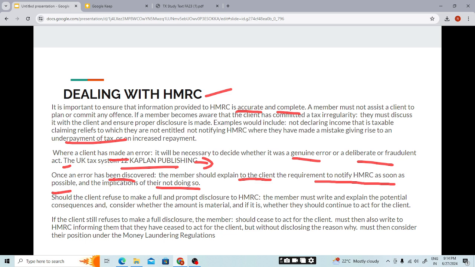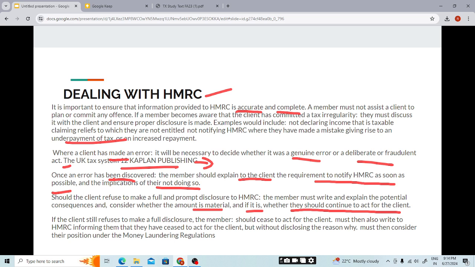What are the implications if you do not notify? There can be civil or criminal proceedings or tax implications, depending on what HMRC decides. Should the client refuse to make a full and prompt disclosure to HMRC, the member must write and explain the potential consequences and consider whether the amount is material and, if it is, whether they should continue to act for the client or not. Now, a client has made an error, we decide whether it was genuine or deliberate. Then once an error has been discovered, we tell the client to notify the HMRC, and if not, these will be the implications.